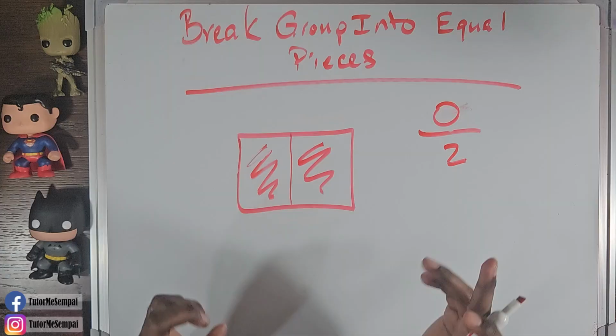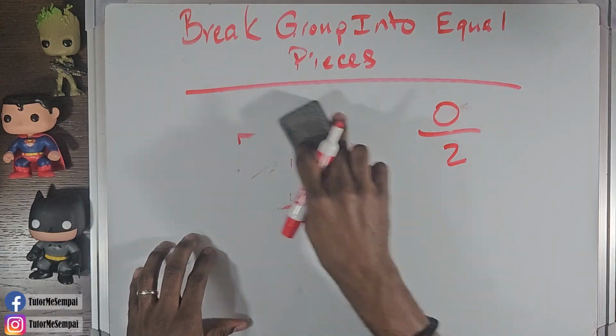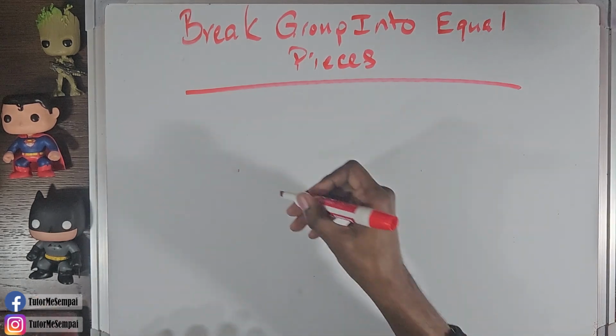But you notice, we started with one item, and now we have a group of 2. You can do the same thing and break it into even smaller pieces. Let's say we have another rectangle.